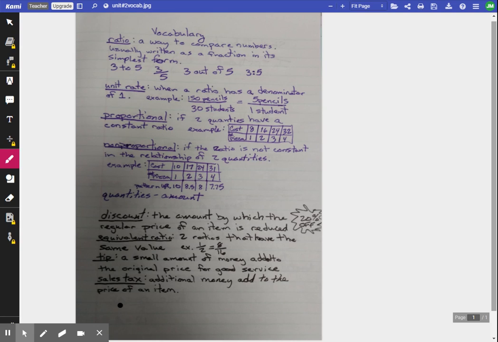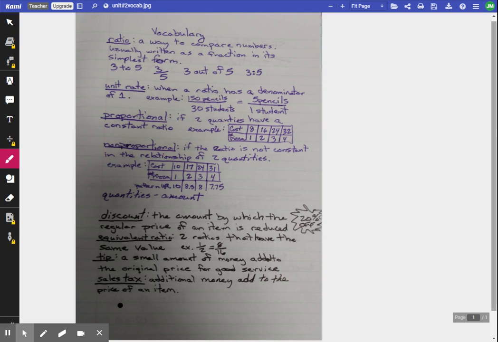So I gave an example of 3 to 5 with the word "to" in between. 3/5 as a fraction, 3 out of 5, again, word form, and then with the colon there, 3:5, okay, or 3 to 5. Unit rate is another important word. That's one of the main focuses and one essential standard in this unit.